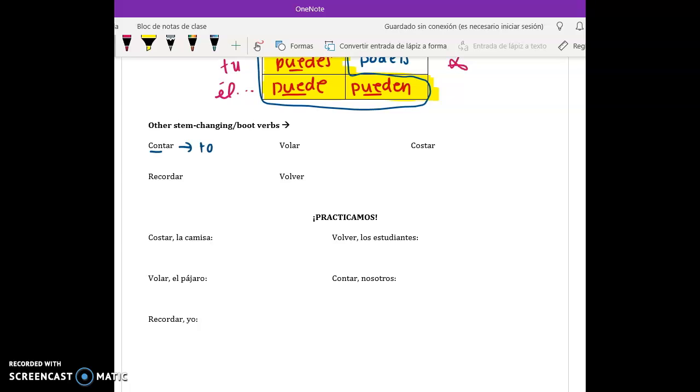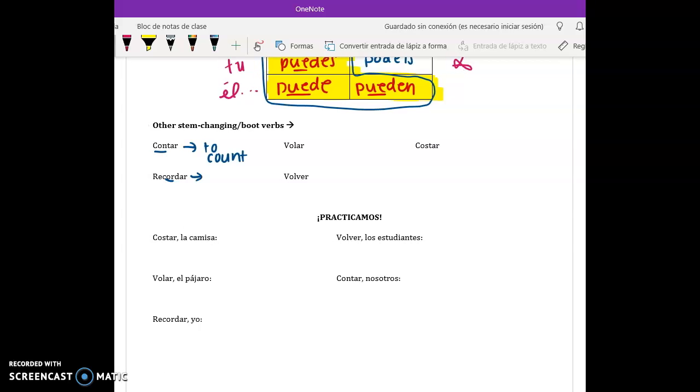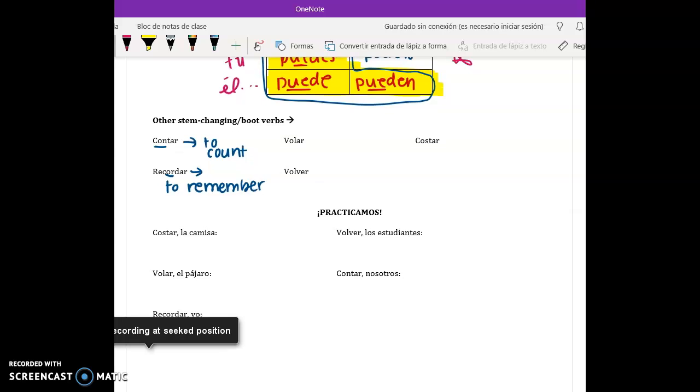Contar is to count. Recordar, although it looks like one word, it means another. It doesn't mean to record, it means to remember. Volar is to fly. Volver is to return, and then costar is to cost. These aren't all of them. This is just what your textbook focuses on, so it's what we will focus on as well. But you will learn more O to UE stem changing verbs in the future.